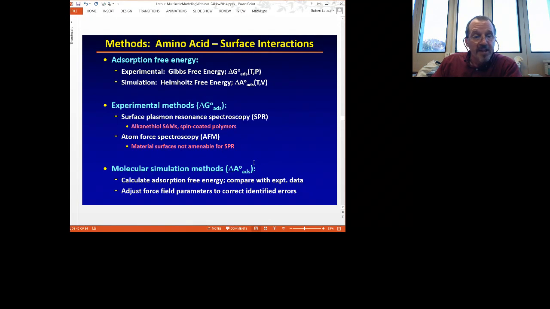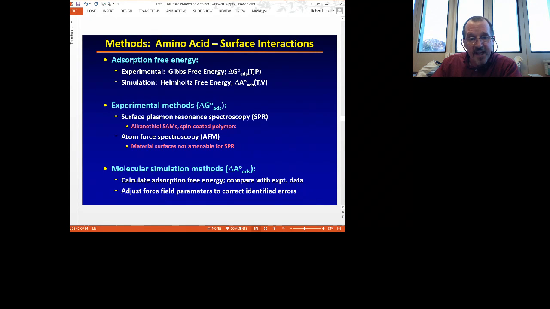And then for our molecular simulation, we can calculate adsorption free energy so we can compare with experimental data. And this is one of the big limitations here, that there's very little experimental data that can be used for comparing with your simulation results. And I think our group has really led the way in the field to try to develop these methods to get this kind of data.